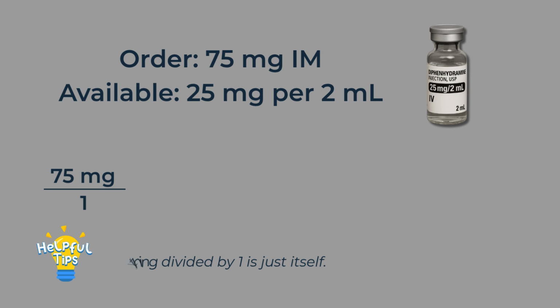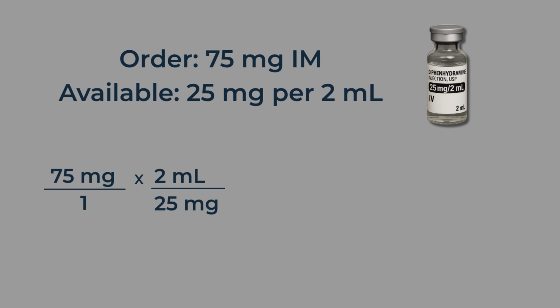Then we add our conversion factor, 2 milliliters over 25 milligrams. The milligrams cancel, leaving milliliters. Now you multiply across the top, 75 times 2 is 150, and multiply across the bottom, 1 times 25 equals 25. Divide 150 by 25 equals 6 milliliters. Now, let's walk through how we got here step by step.